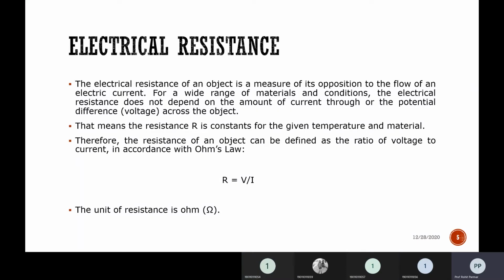Resistance is a kind of thing through which we can have opposition in the current. Okay, now resistance doesn't depend on the amount of the current or potential difference, but its prime duty is to oppose the flow of current. Okay, now based on that we are having one law, R is equal to V by I. Okay, so based on this equation we can say that over here resistance is dependent on the temperature as well as type of the material.